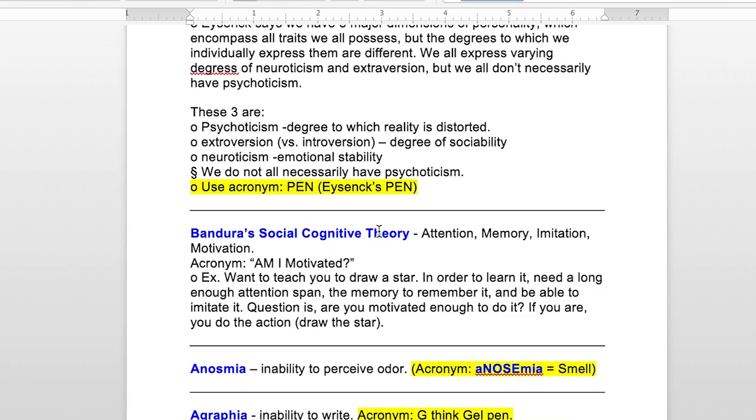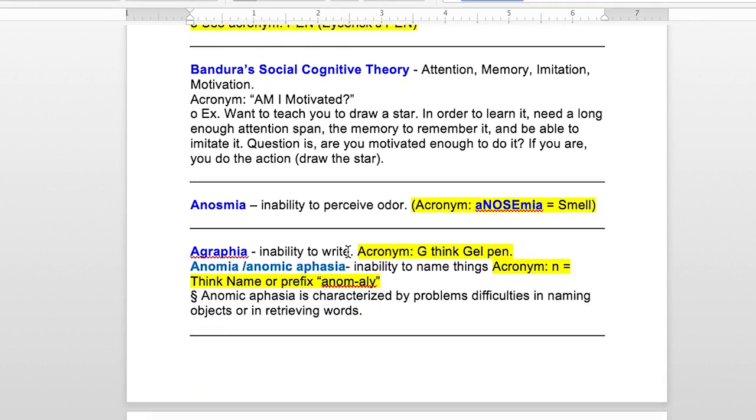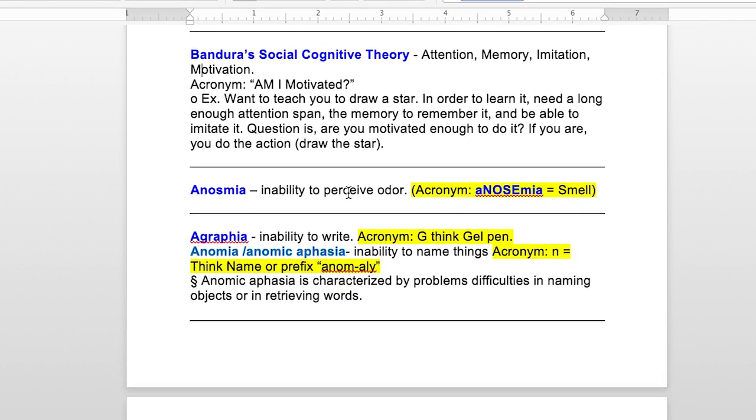Bandura's social cognitive theory: attention, memory, imitation, motivation, and just know that by "am I motivated." Am I motivated. Right. Anosmia is inability to perceive odor. So NOS, nose, smell, that's pretty self-explanatory.